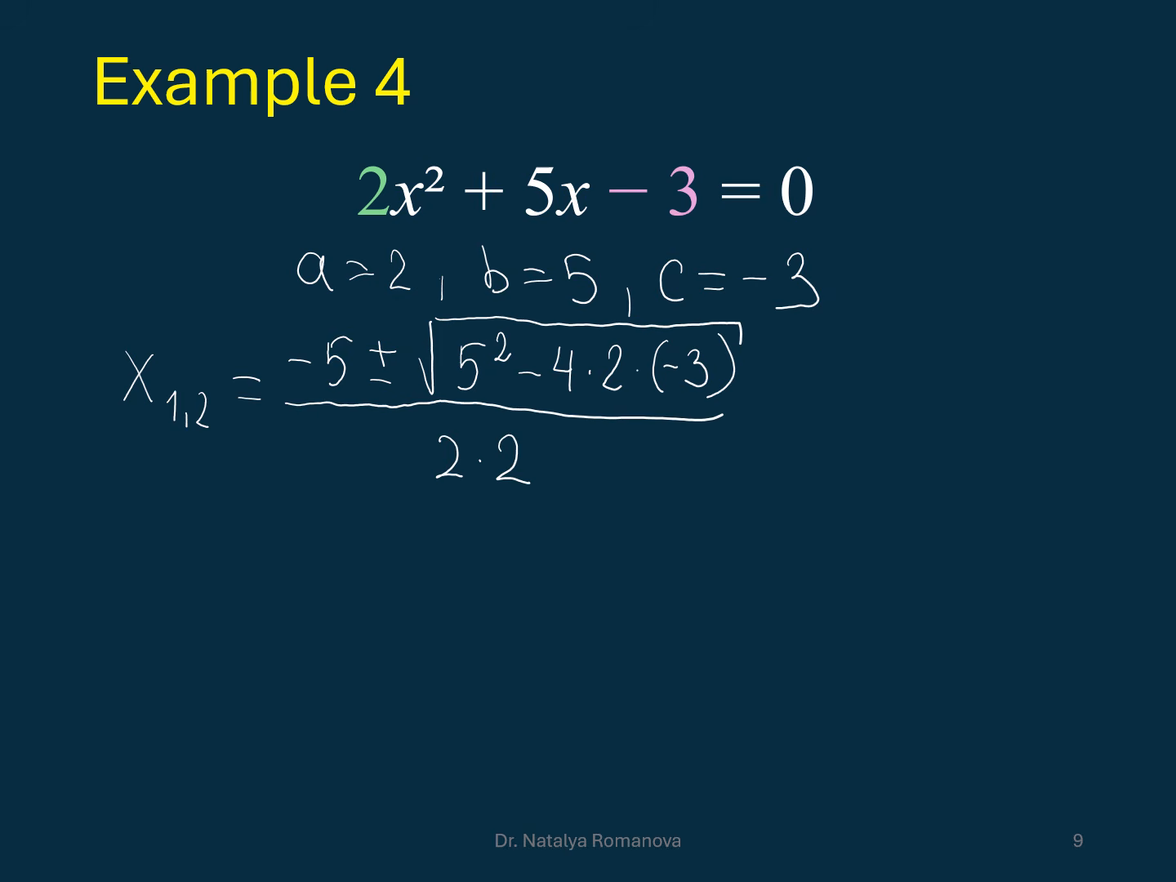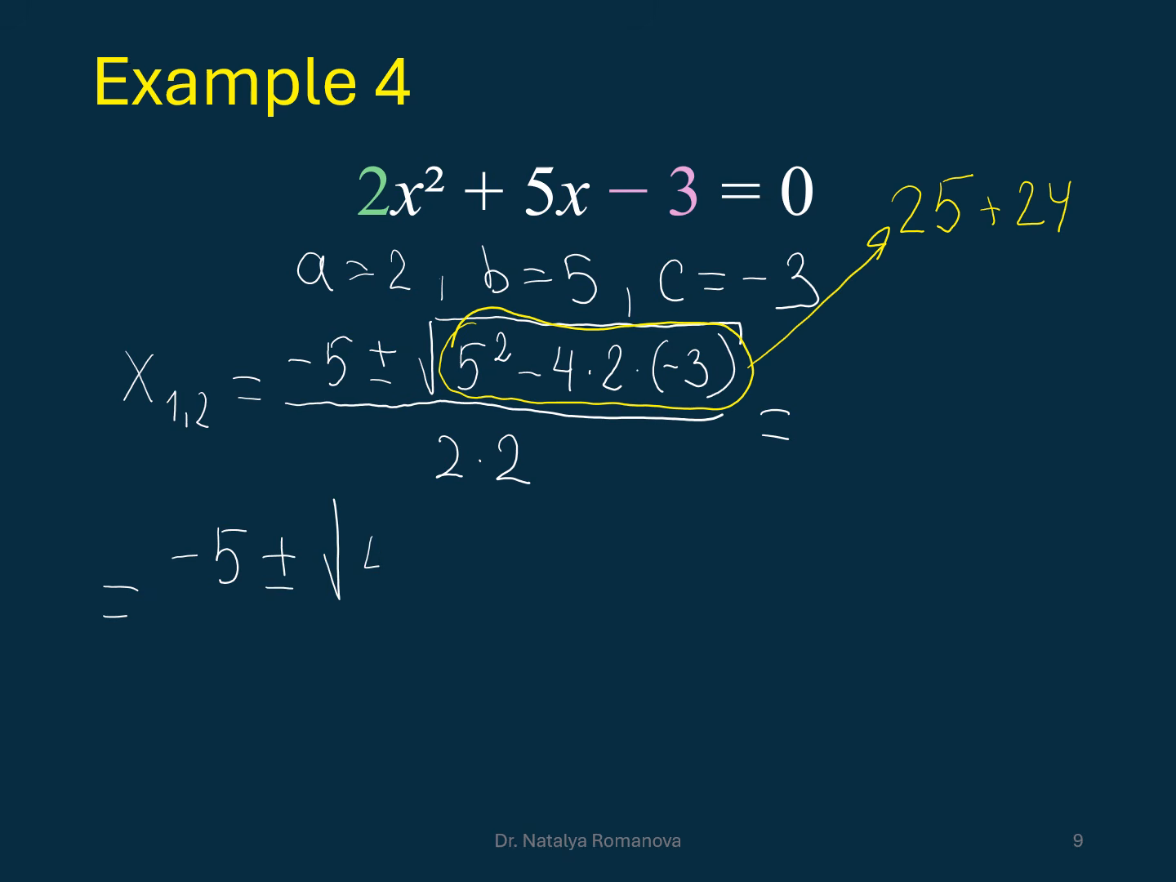The first step, evaluate the discriminant, the expression inside the square root. 5 squared, it is 25. And now we have negative 4 times 2 times negative 3. Negative and negative give us positive. 4 times 2, 8 times 3, 24. Keep going. Negative 5 plus minus square root of 49 over 4.